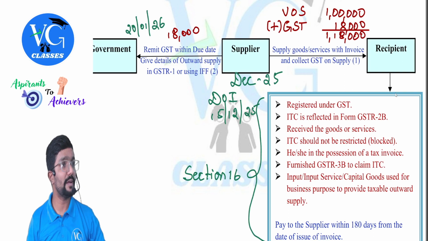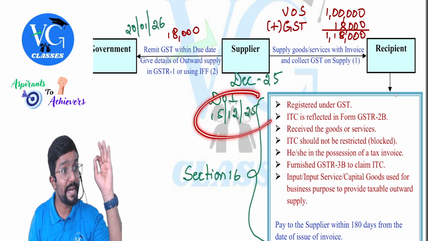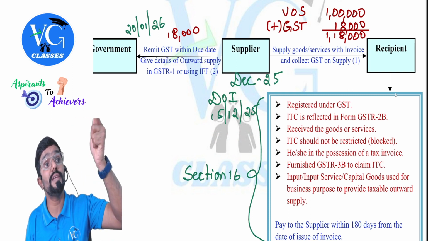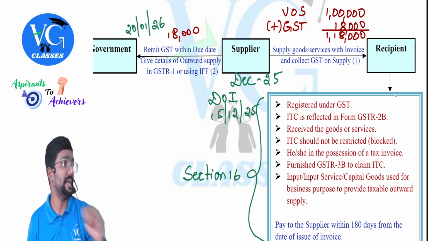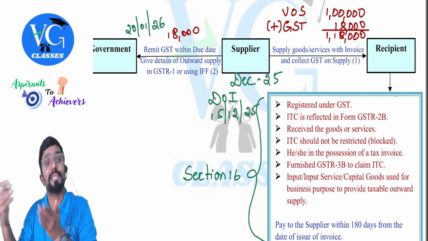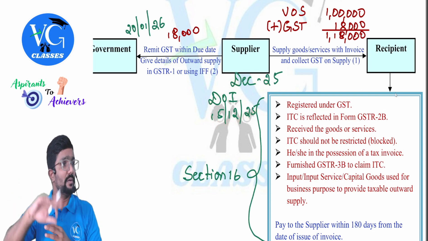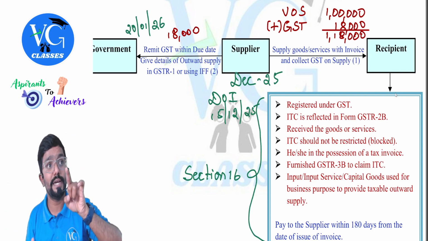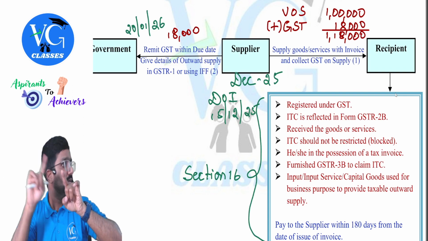Clear? And please be careful. 180 days is from the date of invoice, whereas interest is from when? From the date on which the recipient has claimed credit. On this day only, you would have not claimed the credit. Maybe assume he has claimed the credit in January month return or February month return. So whenever he has claimed the credit, from then interest will start. Clear?